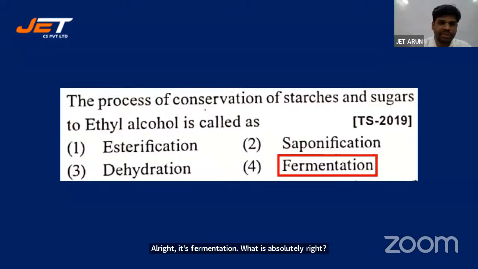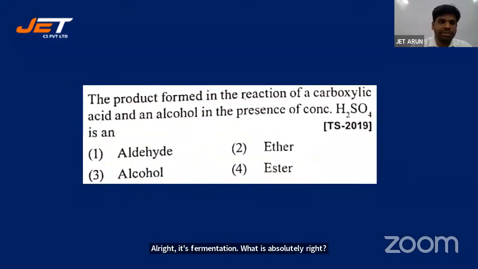All right, let's go to the next one. The product formed in the reaction of a carboxylic acid and an alcohol in the presence of concentrated H2SO4 is: an aldehyde, ether, alcohol, or ester.